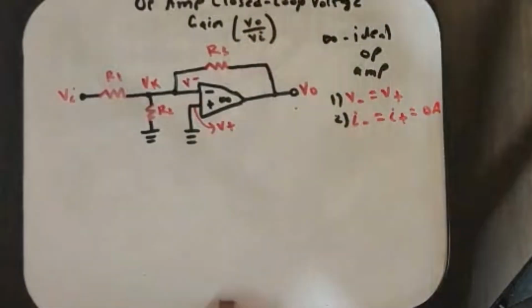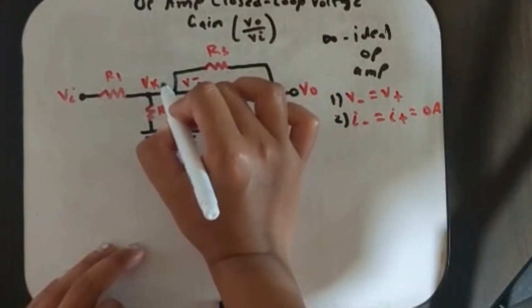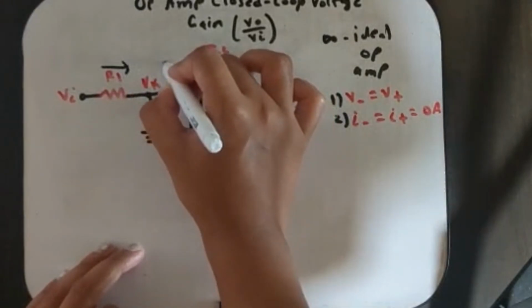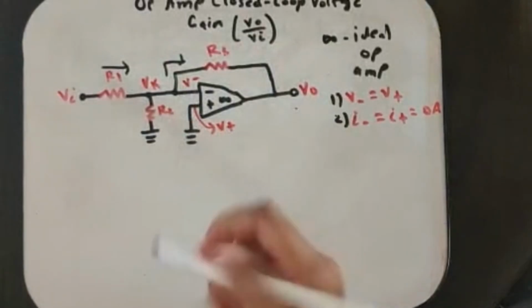And so basically what that means is that the current coming from here will always go this way. It'll start, right? And then all the current will go this way, and nothing will go here, and there is nothing here.